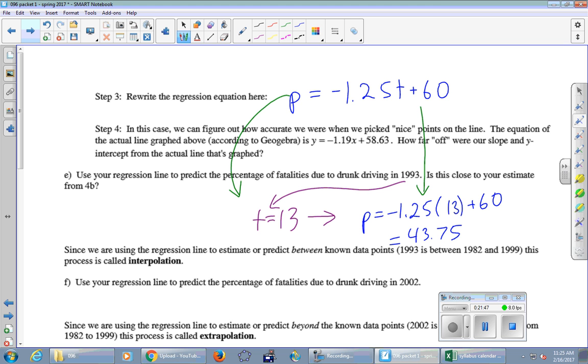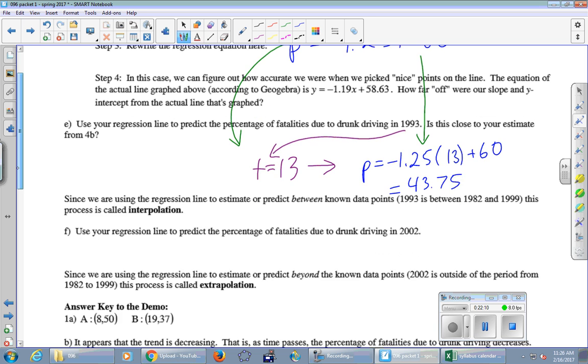Okay, I think that we answered this question on the previous page. Yeah. Wasn't there a 1993 problem on the previous page? And we answered this question by looking at the line and just estimating the y-coordinate. What was our answer on the previous page? 43, some people said 44, somebody said 42. 43.75 is really the best approximation we've got at this point.